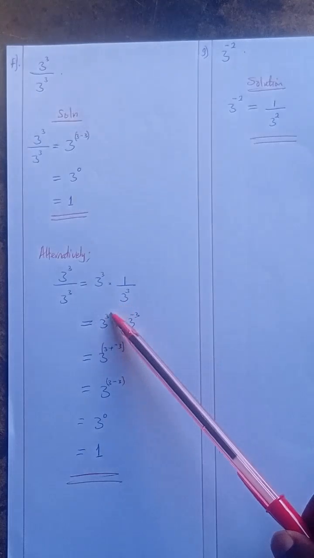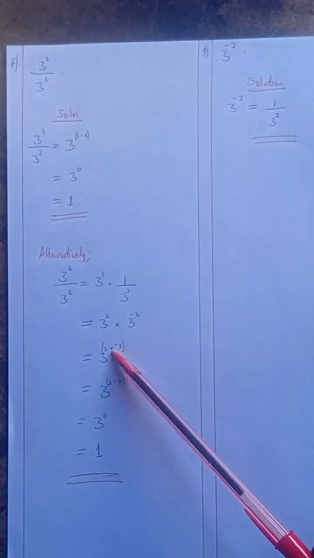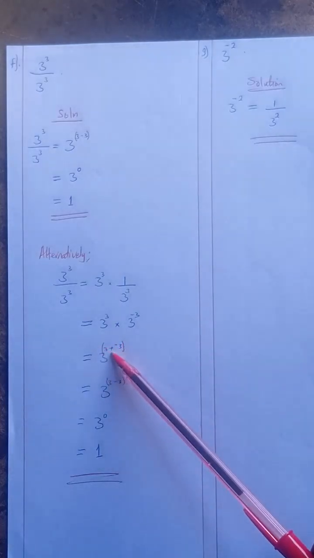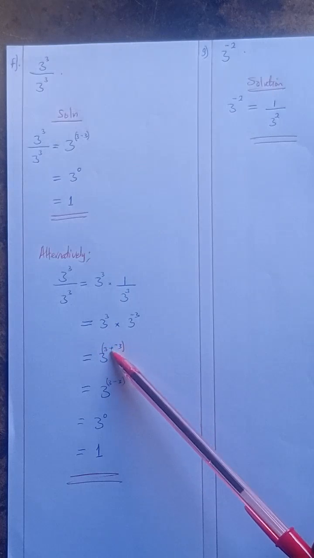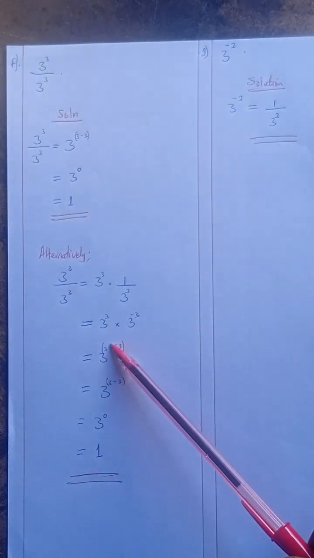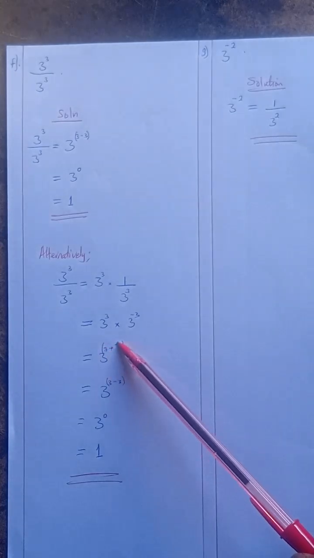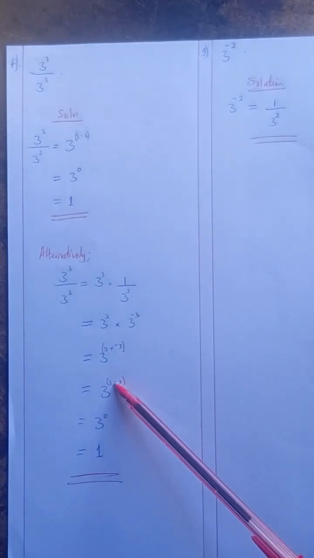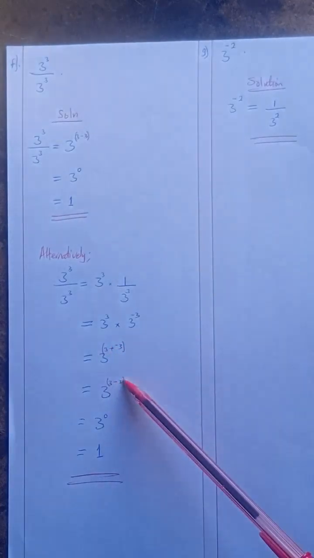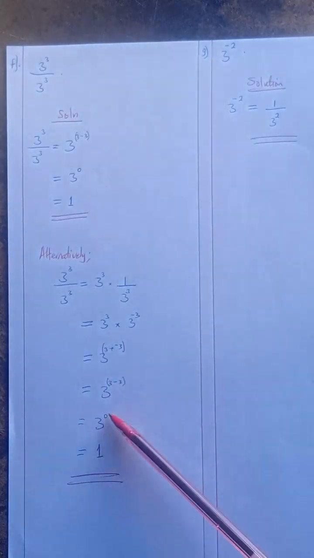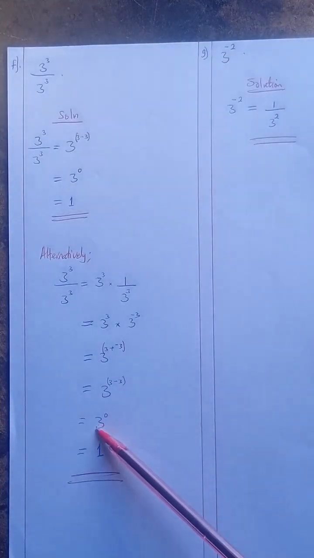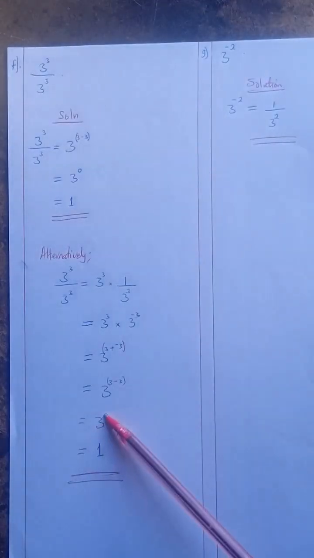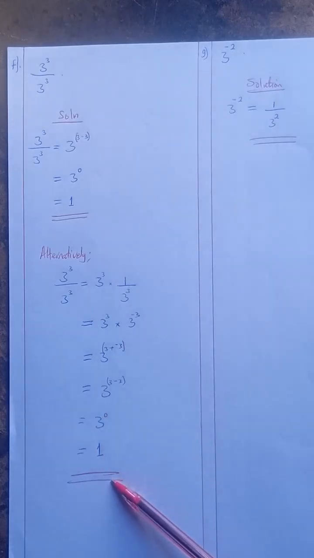So the power of the first one is 3, and when we add the second power, the power is negative 3. So we have 3 plus negative 3. Since there are two signs in between, we multiply them to get only one sign. Positive times negative, we get negative. That is why we have 3 minus 3, which gives 0. Any number to power 0 is 1. That is why 3 to power 0, we are also getting 1.